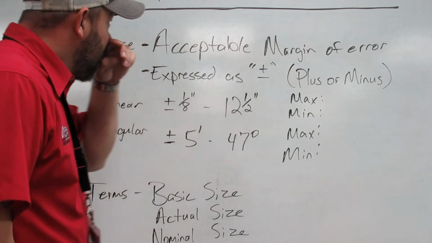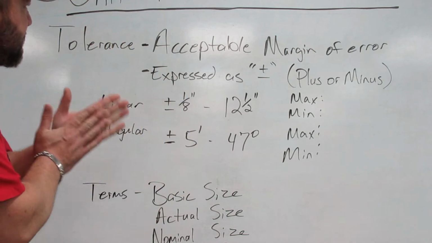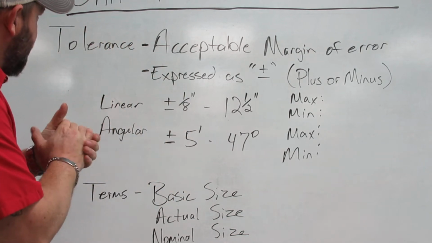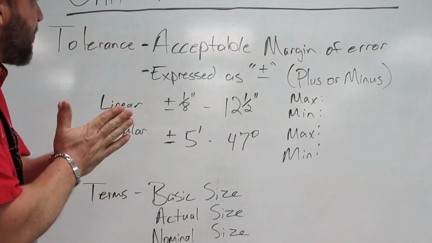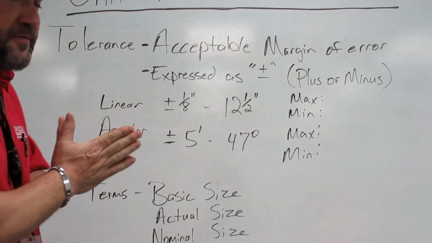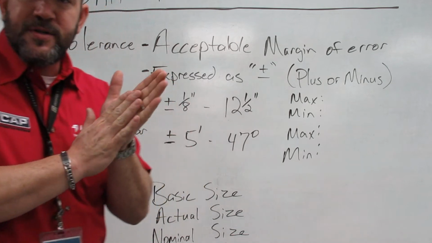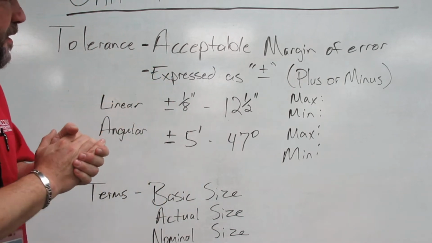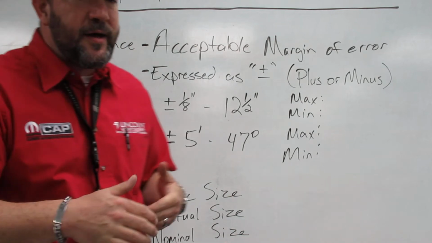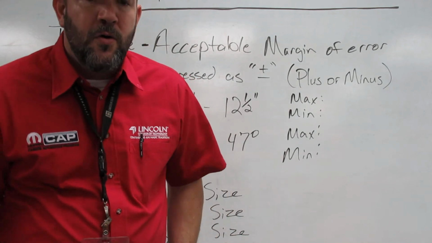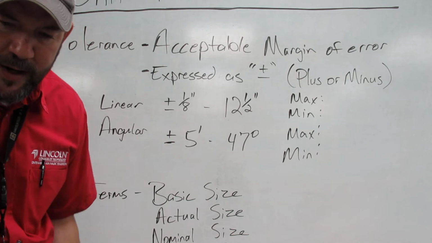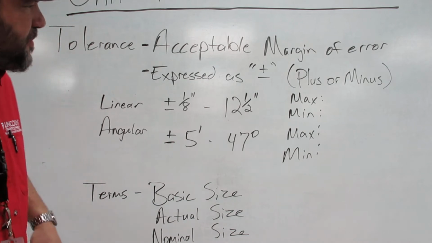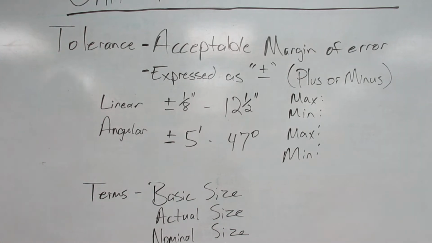Man, what a unit. Still covering dimensions, but we're going to tackle that not so complex subject of tolerance. Tolerance is the acceptable margin of error. Now, you're going to get a measurement on your blueprint, and it needs to be as spot on as you can possibly make it.